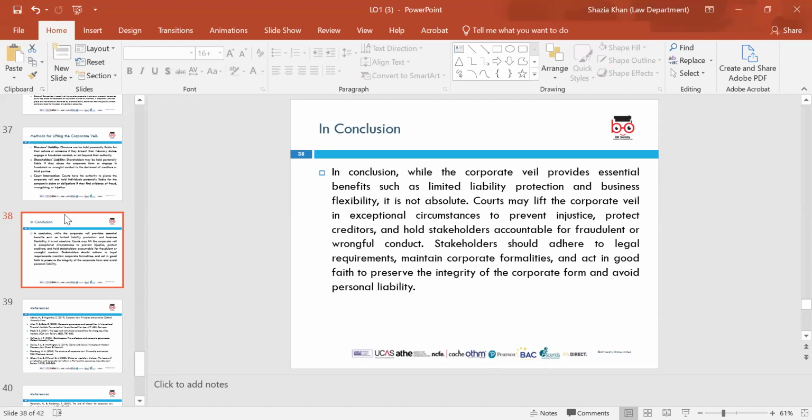Stakeholders should adhere to legal requirements, maintain corporate formalities, and act in good faith to preserve the integrity of the corporate form and avoid any sort of personal liability. The effect of lifting or piercing the corporate veil is that shareholders, rather than the company, are regarded as the relevant actors on whom liability for the obligations of the company is placed.